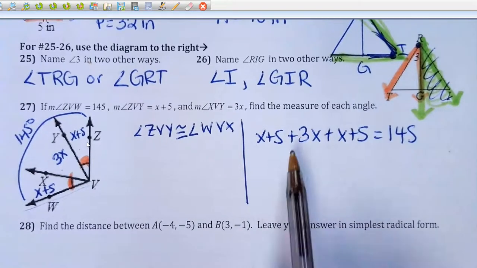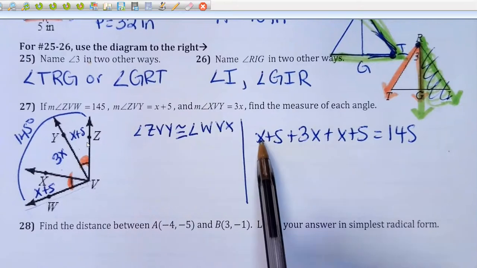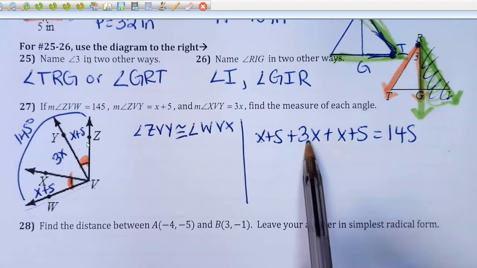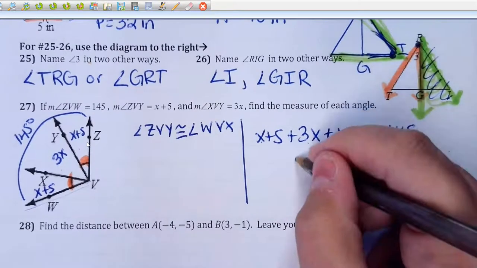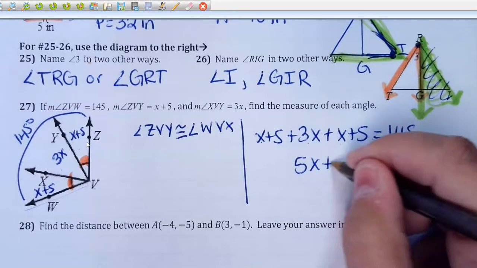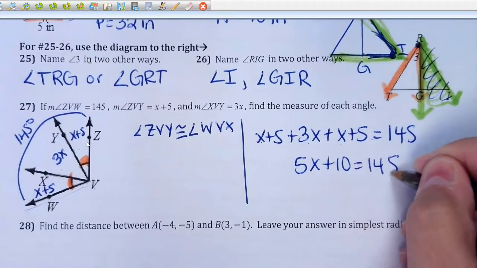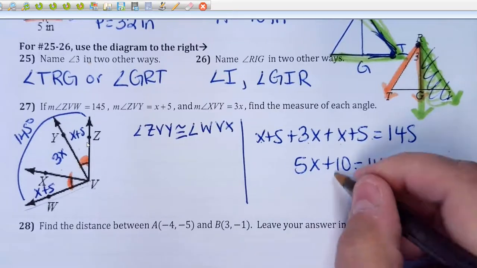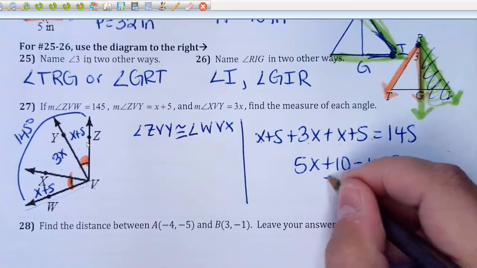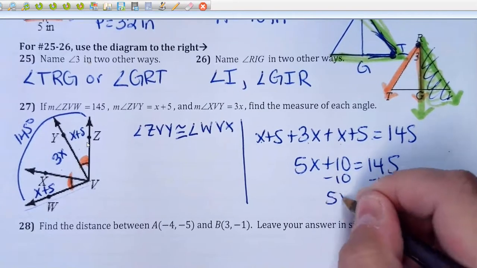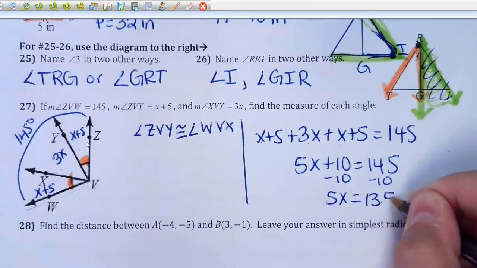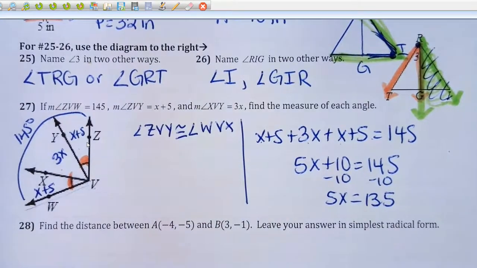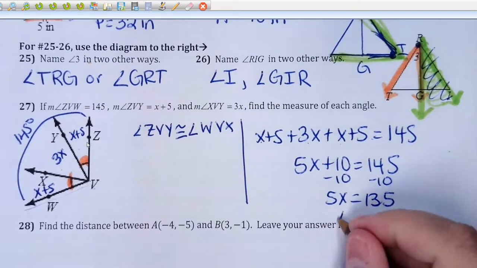Okay, I'm going to combine like terms. So I have 1x, 3 more, so that'd be 4, and then 1 more, 5 x's. 5 and 5 is 10. Set that equal to the 145. If I subtract 10 from both sides here, we're going to get 5x is 135. And I'm going to divide both sides by 5 there. So x is going to be 27.